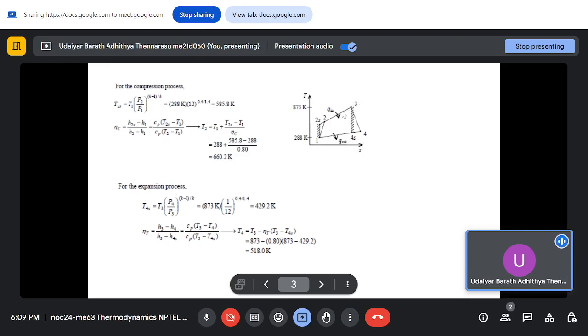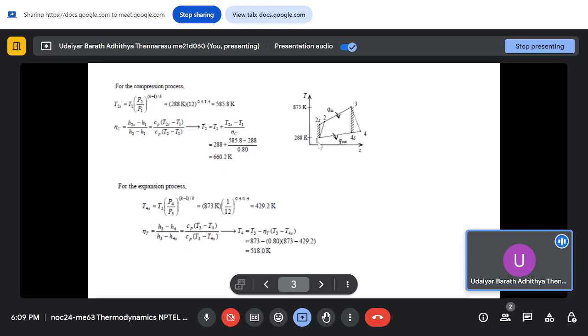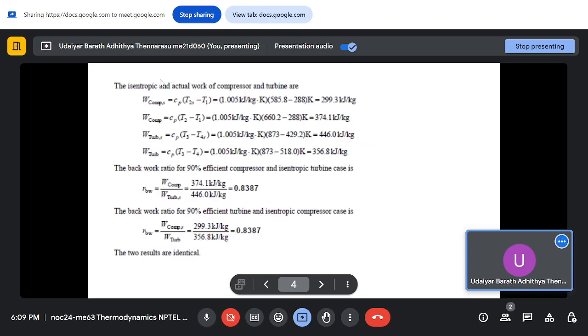which is 600 Kelvin. Using that, we can find the temperature at 4s. So T4s will be 429.2 Kelvin. And using the same approach with turbine efficiency, we can find the temperature at state 4, which is 518.8 Kelvin. So now we know the pressures and temperature at each of the points, and we can estimate the compressor work and the turbine work.